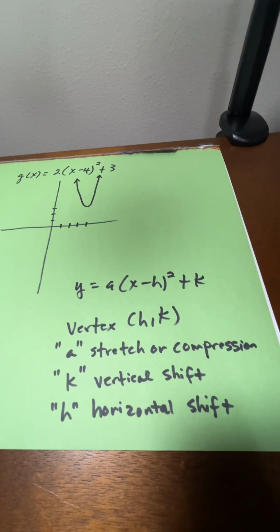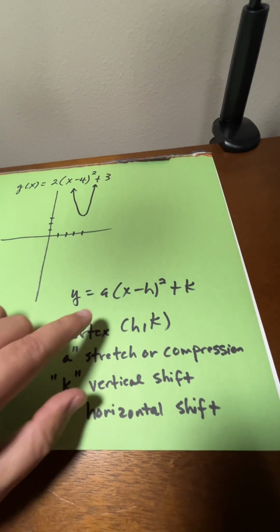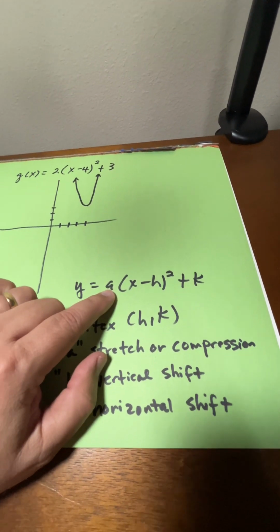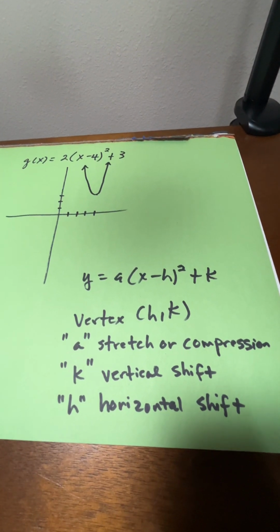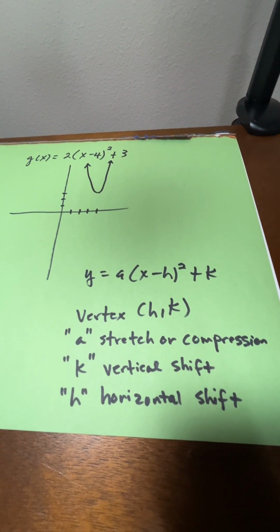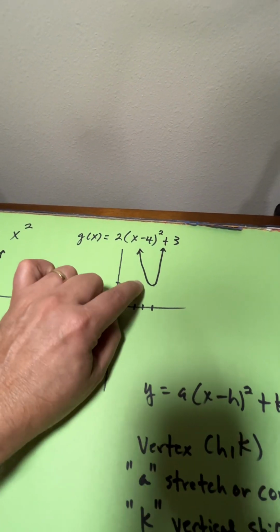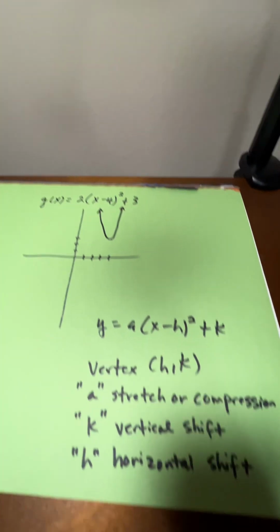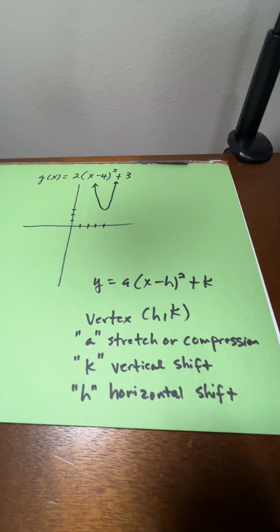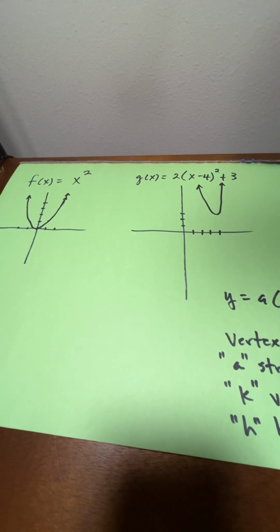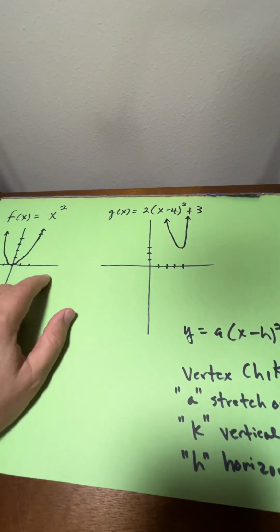I didn't mention it in the summary, but if the a term is negative, that's called a reflection over the x-axis. So that's how that would have affected the equation. If this had been negative up here, it would be opening downward, and that's called a reflection over the x-axis. So there you go. There's a little summary of a lot of the things that can happen with parent functions and functions that are based on that.